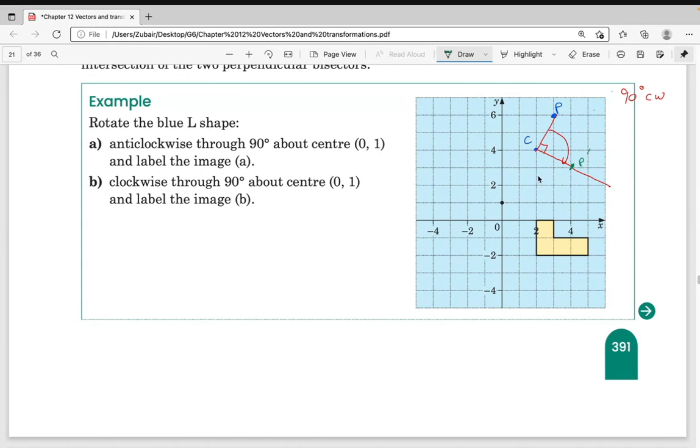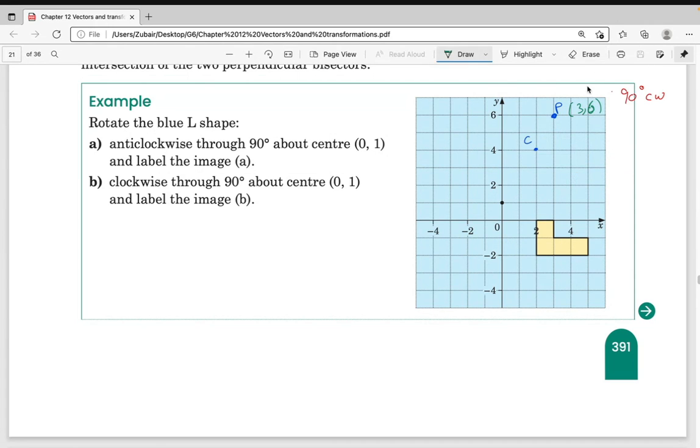So this is P dash. So basically P was x3 y6. When you rotated it 90 degrees clockwise, it becomes x4 and y3. That is one way. Erasing it, and we're doing the second method.